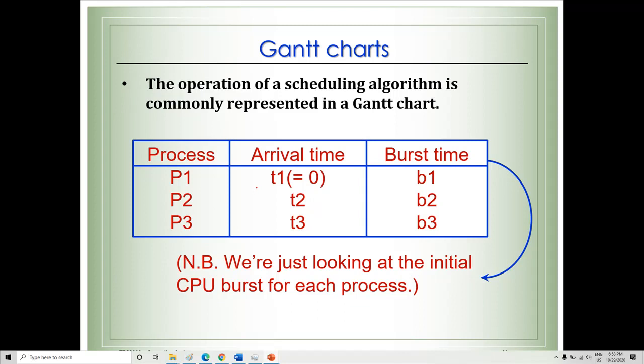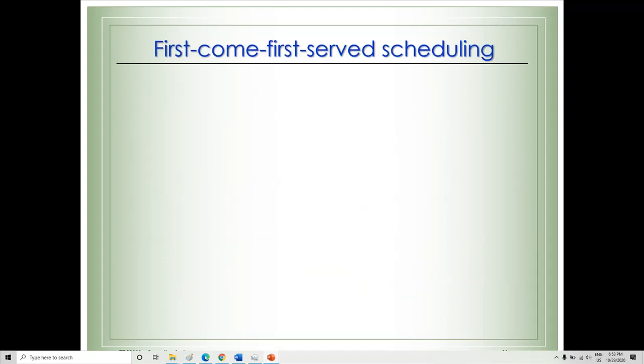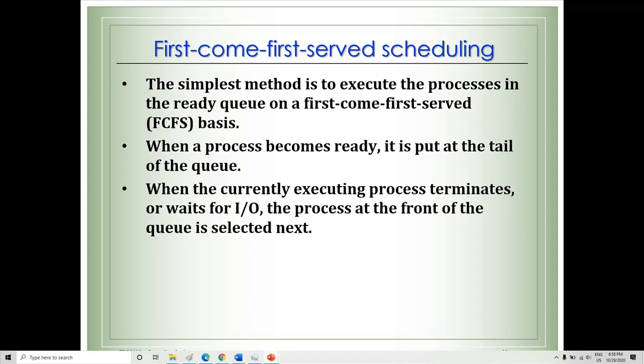So let us solve some algorithms. First one is the FCFS algorithm. The simplest method is to execute the processes in the ready queue on a first come first served basis. When a process becomes ready, it is put at the tail of the queue. When the currently executing process terminates or waits for the IO, then the process at the front of the queue is selected.